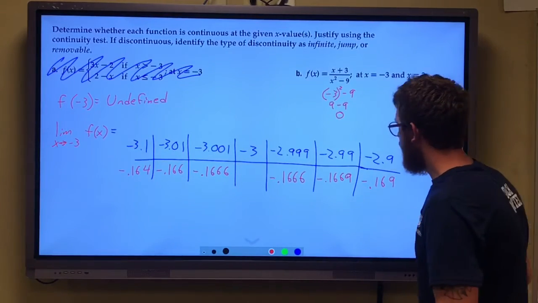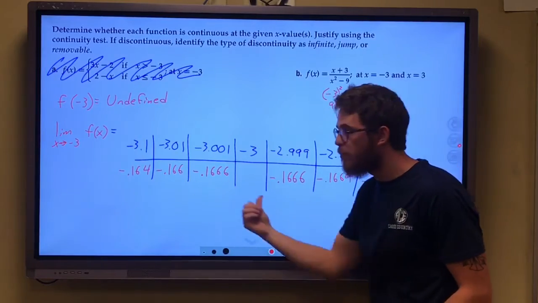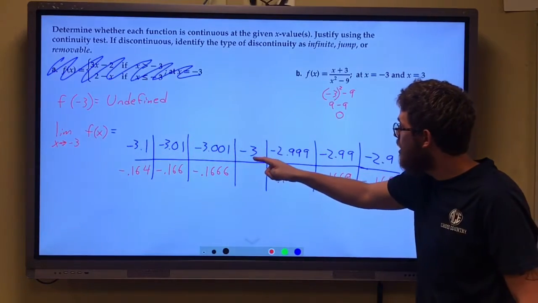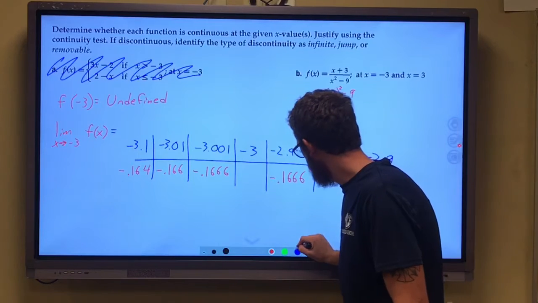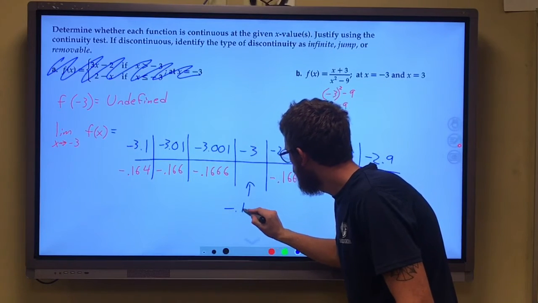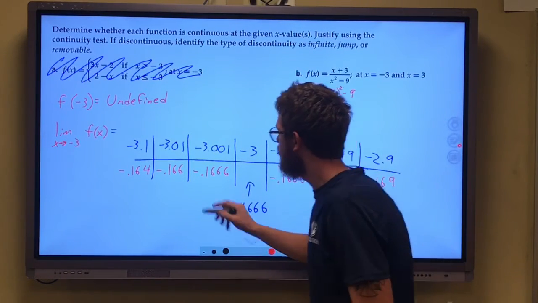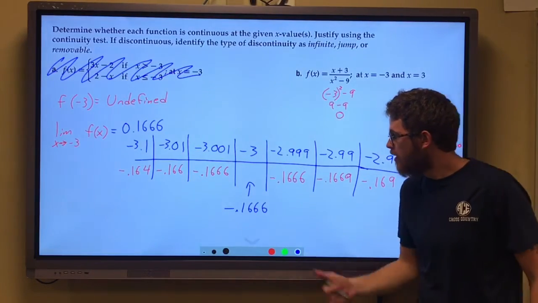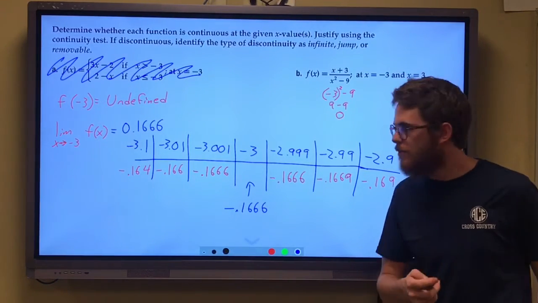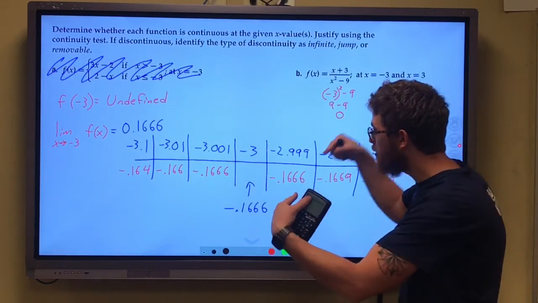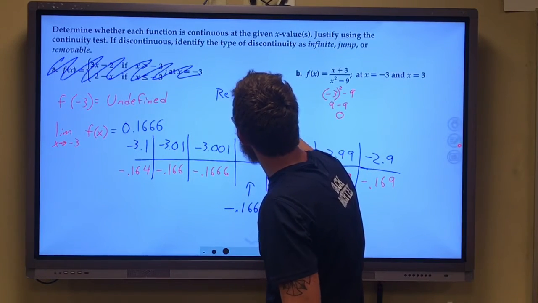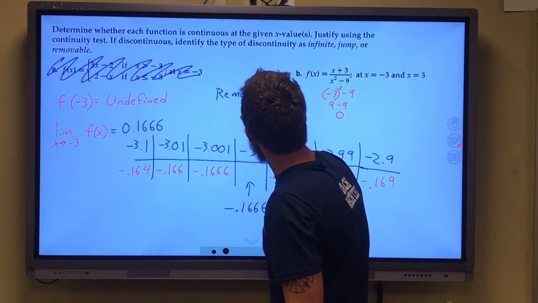So notice here, as we plug in this table and we look at where it's going in both directions, it's approaching the same value. Even though f of -3 was undefined, the limit is defined. The limit looks to be a -0.1666. So the limit is defined here. Because the limit is defined, it is a certain type of discontinuity. It's approaching the same value from both sides, but at that point, it's undefined. So we call this a removable discontinuity.